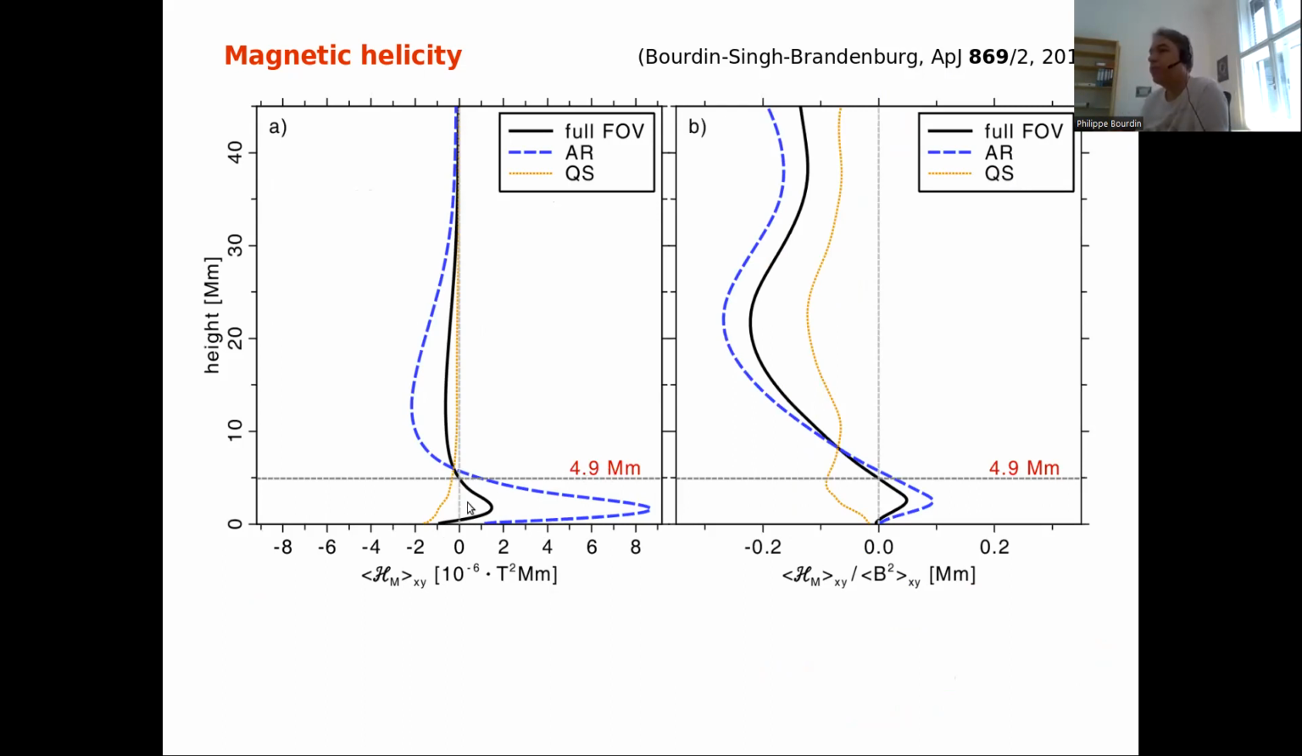And now we separate the quiet sun part from the active region part. So that is the blue dashed line and the orange dotted line. You see the quiet sun part has no sign reversal, but the active region part has a sign reversal. And if you restrict to that volume, the amplitude here is even stronger, so the significance is even improved.